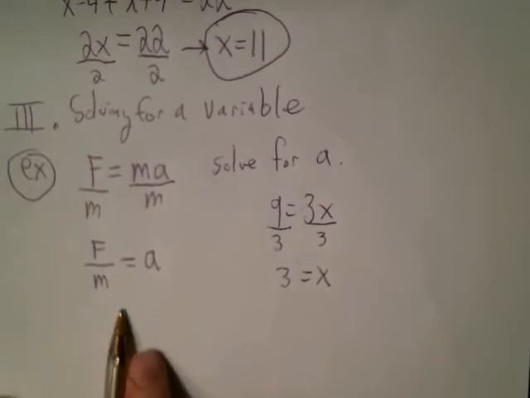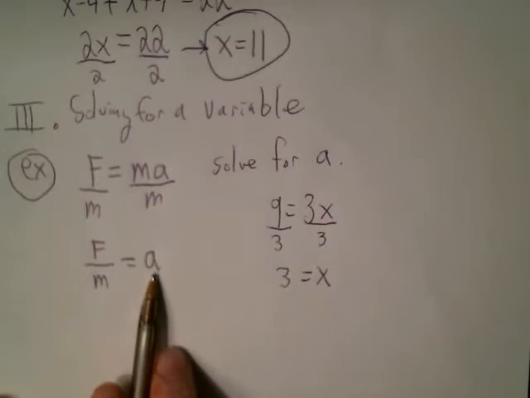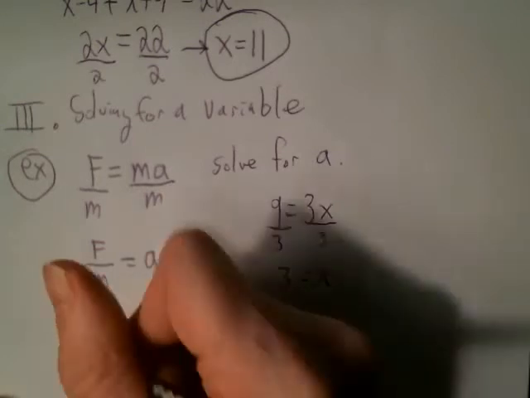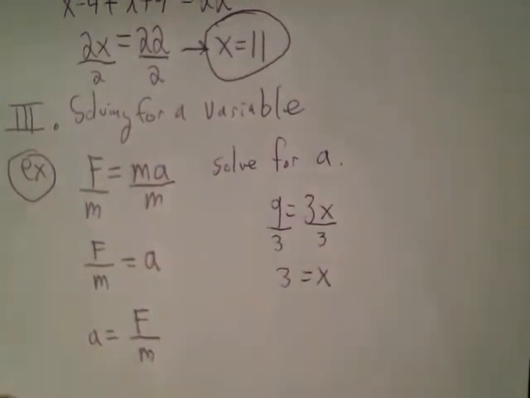Lastly, when you have equations like this in English, we like to read from left to right. So you're not going to put the variable you're solving for on the right. Okay? It'd be like writing a sentence backwards. You want to put the a on the left-hand side, and then you have a equals f over m.